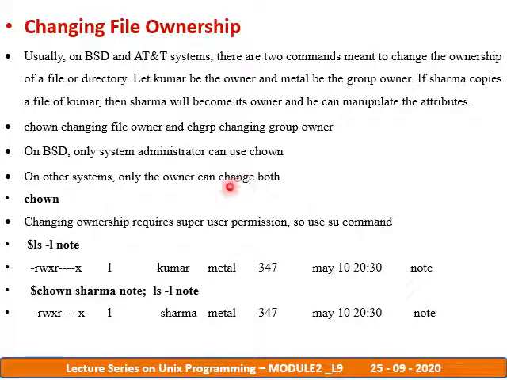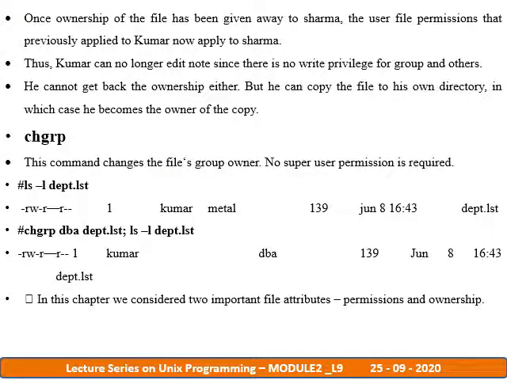Superuser means the administrator, and you can use the su command also. If you use chown Sharma, then instead of Kumar the owner is now assigned to Sharma. See the example here. Whatever owner had been assigned, Kumar, will be changed to Sharma. The same thing can be done with the group owner also.